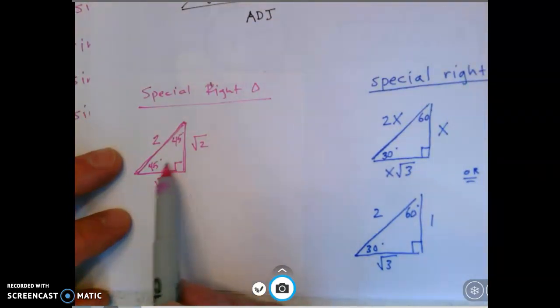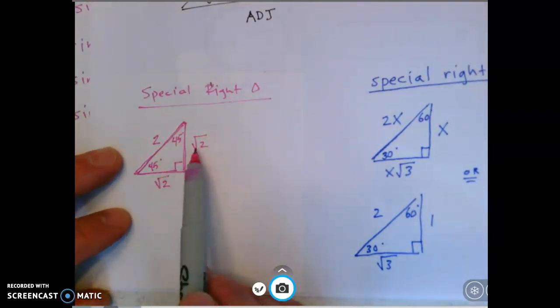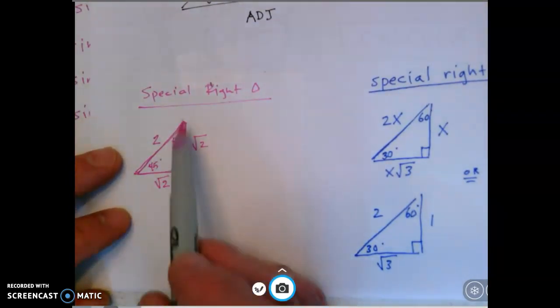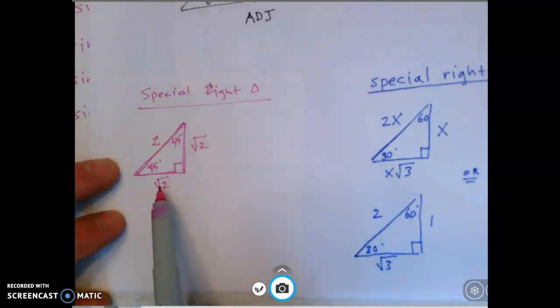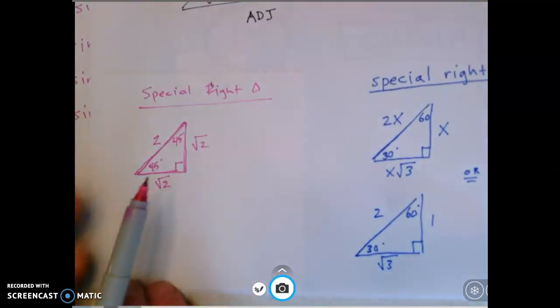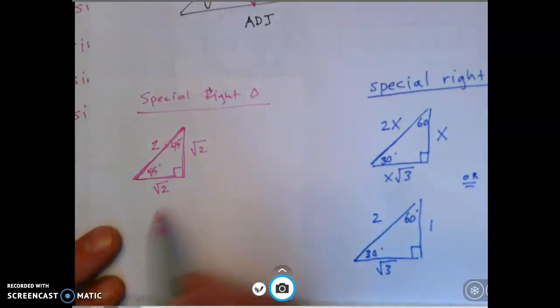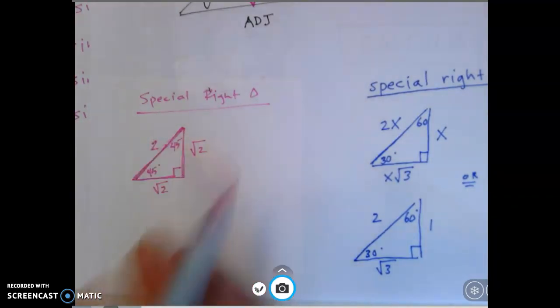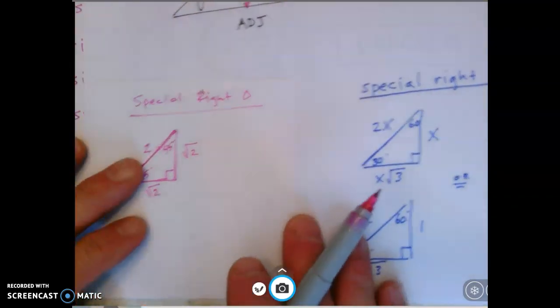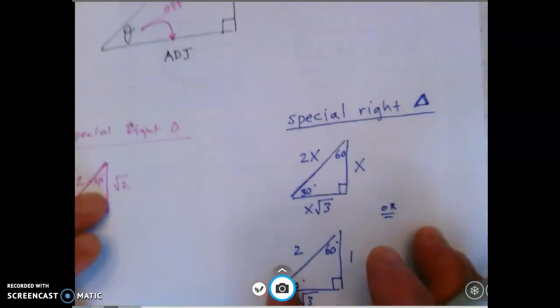Next, we have our 45-45-90 triangle. And what we have here is opposite the 45 is the square root of 2. We could multiply that by x if we'd like. Opposite this other 45 is going to be the same distance, root 2. My hypotenuse is 2. There's going to be a little bit more involved in this with different problems as well. But again, the relationship is simply root 2 over 2. Okay? All right. So that's SOHCAHTOA.